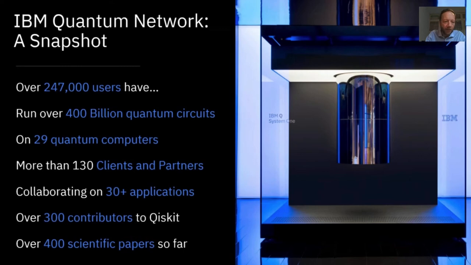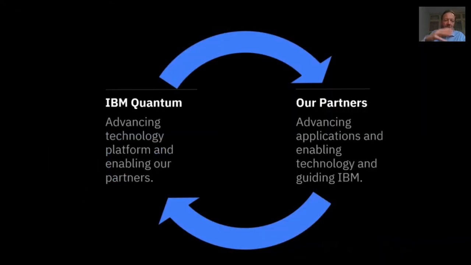There are 130 clients and partners who are doing this, working on many applications, as I said, 300 contributors, and this is fueling the scientific output. Not only from IBM, but from all those who participate in there, more than 400 scientific papers so far. So how is this working? Well, we advance the technology, we enable the partners, our partners advance applications, and they guide IBM in directing how the technology should also evolve. So this is a win-win situation, right? This is what you look for when you establish this type of open source ecosystem.